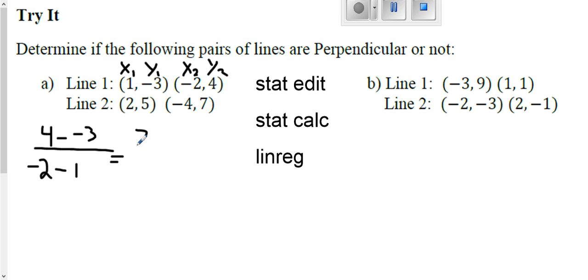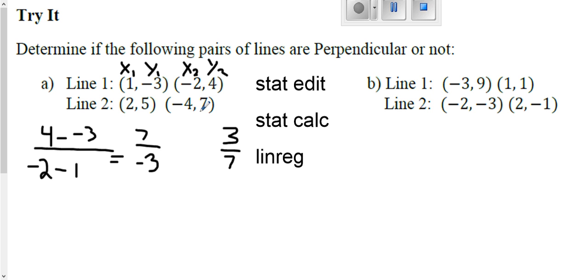We'll get 7 on top and -3 on the bottom. All right, or -7/3. Now me, I like to, let's see what happens if I flip this. I'll have 3/7, right? This thing was negative. This one's going to be positive. So if this is the opposite reciprocal, we should get 3/7 to see if they're perpendicular.